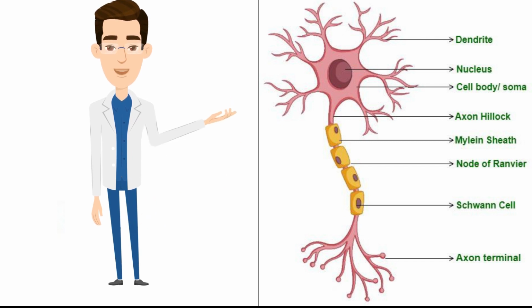Myelin sheath: a fatty insulating layer wrapped around many axons. It helps speed up the transmission of electrical signals along the axon.